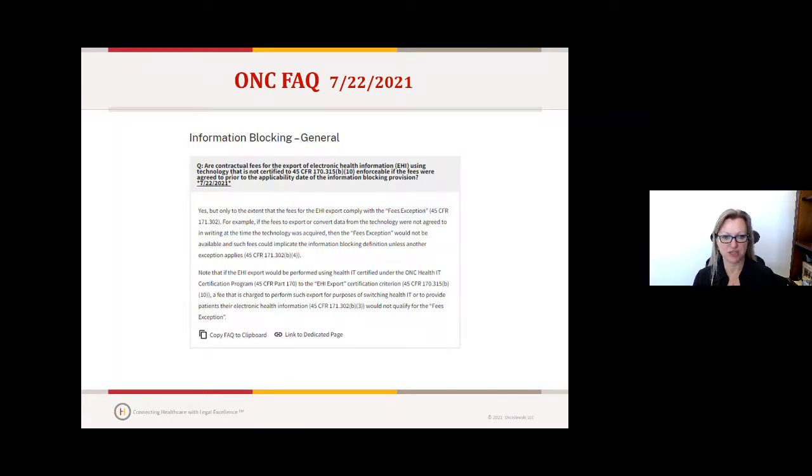Here's an FAQ on the topic that essentially reiterates what I just said. Contractual fees for the export of electronic health information using technology that's not certified. Are those contractual fees enforceable if the fees were agreed to prior? And the answer is yes. So your past contracts can get implicated by this as well. I have always said, having gone through a number of organizations reviewing their contracts and agreements, to make sure that retroactively those are updated to comply with the standards that are currently in effect.